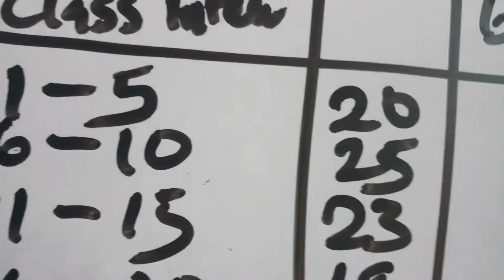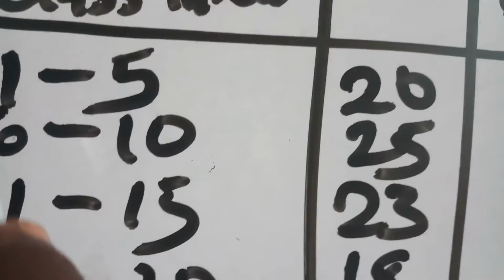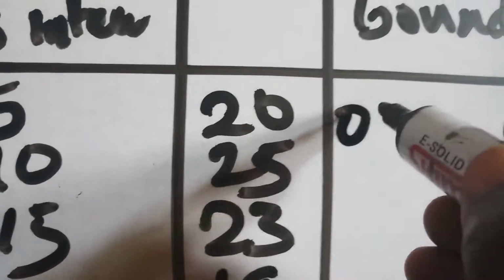For the higher boundary, you add 0.5, but at the lower boundary, you remove 0.5. That means 1 minus 0.5 gives you 0.5. So here we have 0.5. You are subtracting, whereas at the higher boundary, you add. That's 5 plus 0.5. That is 5.5. So here you have 5.5.